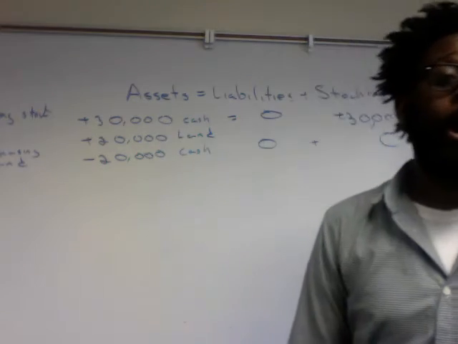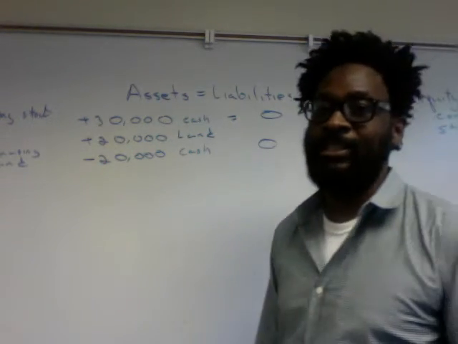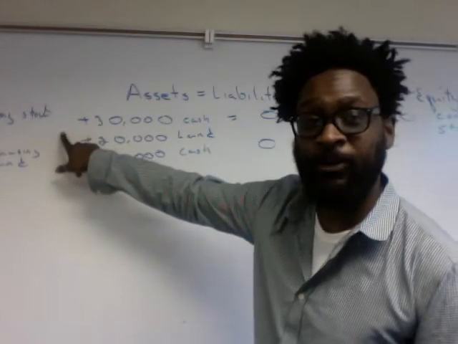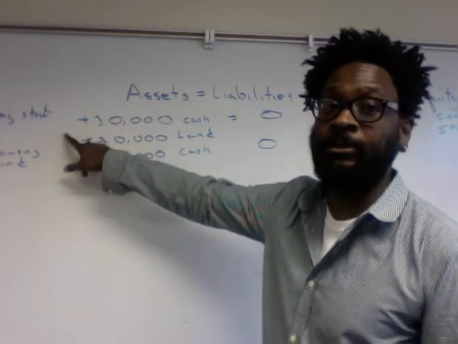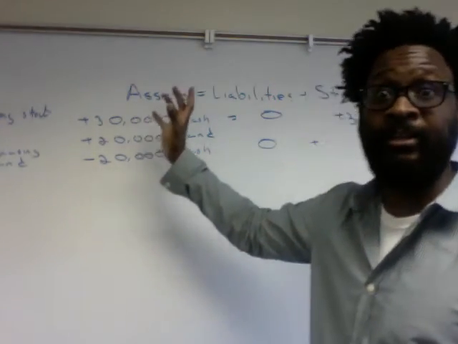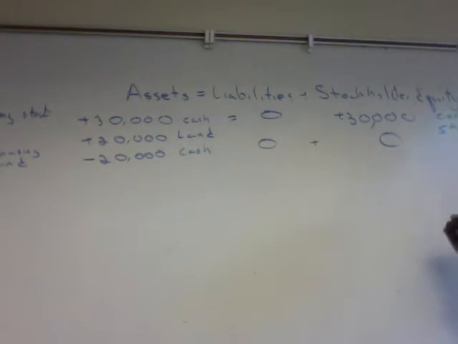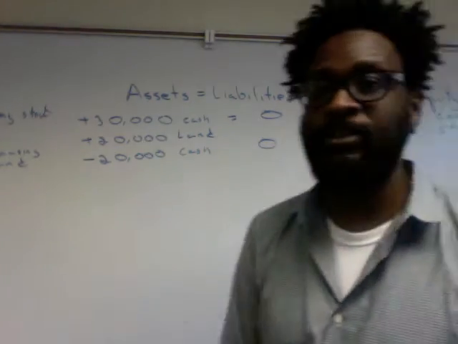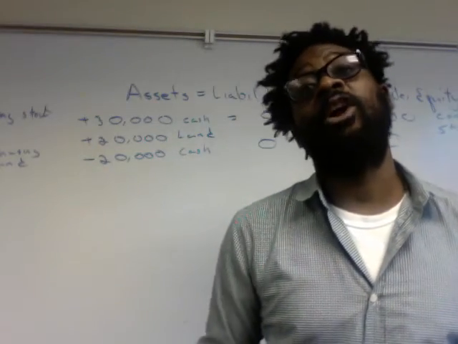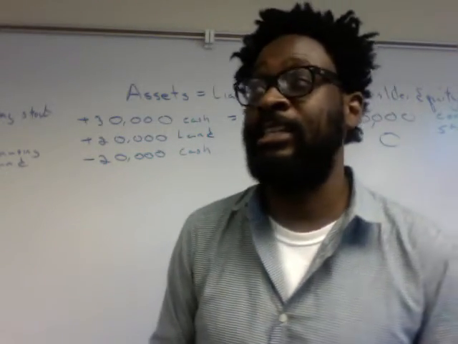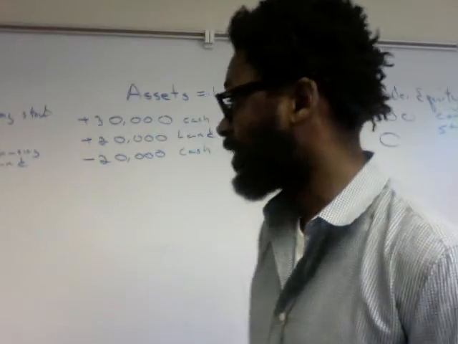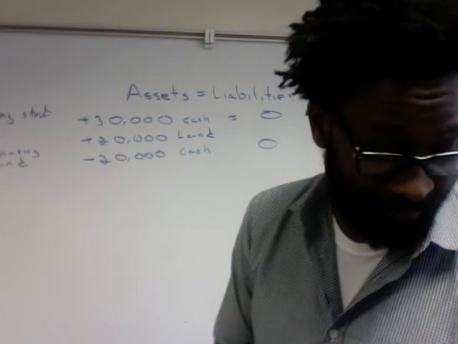So our assets always have to equal our liabilities plus stockholders' equity. Based on that first example, our common stock and our cash, we had assets equaling a 30,000 increase and our stockholders' equity equaling a 30,000 increase. No effect on liabilities. So at all given times, any transaction should always keep your accounting equation in balance. Okay? Let's look at another one.